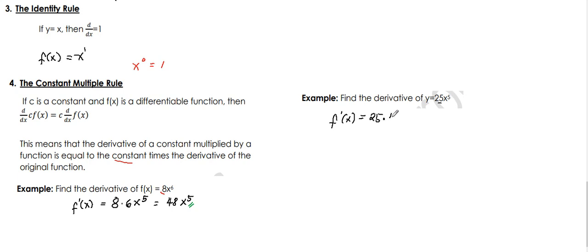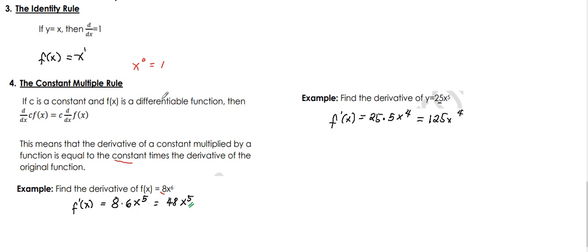So, copy natin yung 5. And then, copy yung base. And subtract 1 from 5. So, we have 4. Now, we can multiply 25 by 5. So, 25 by 5 is 125 x raised to 4. Okay?